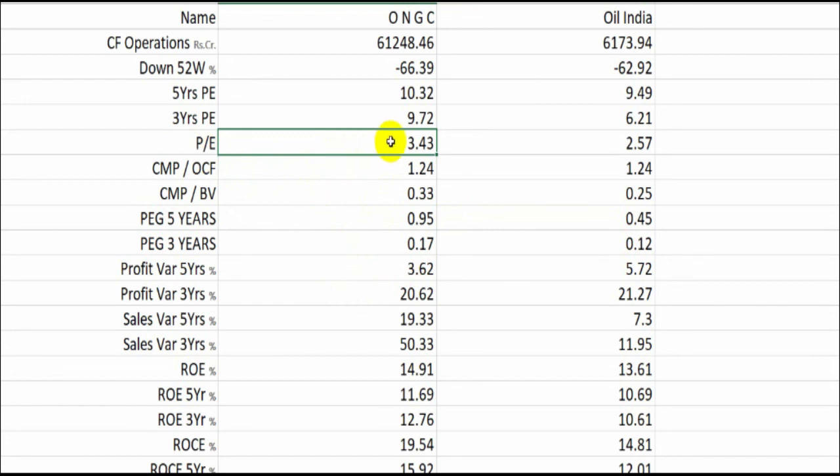Because in price to earnings, we are using earnings as a base to pay for the company's shares. So we also want to understand how the profits, or that earnings, are growing over 5 and 3 years. That gives us a benchmark as to whether the price earning we are paying is justified. So we are paying 3.43 times price to earnings, and that earnings is growing at the rate of 3.62% in the last 5 years, and in the last 3 years it is growing at 20%.